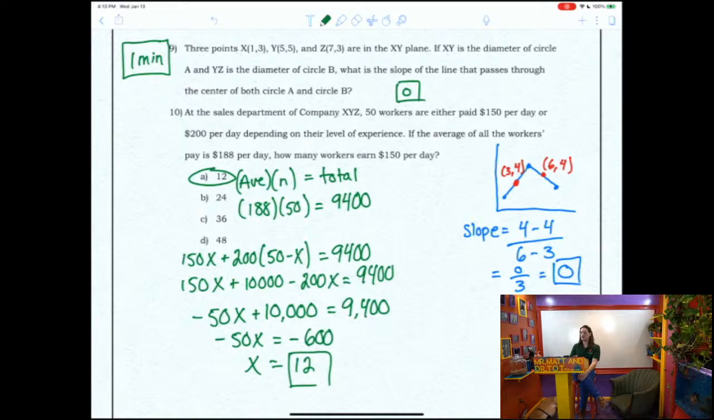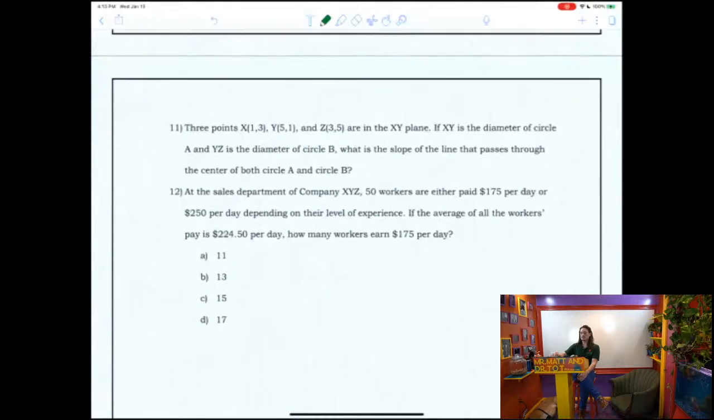So the answer to number 9 was 0. The answer to number 10 was A, 12. If you have any questions, then please let me know.